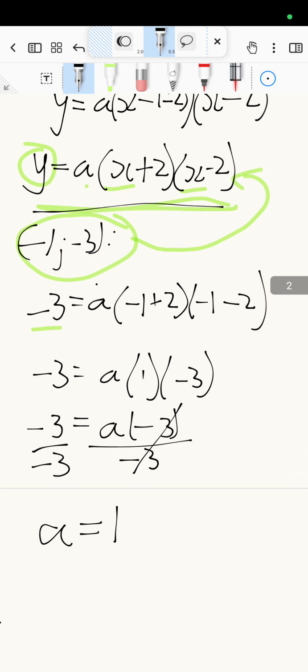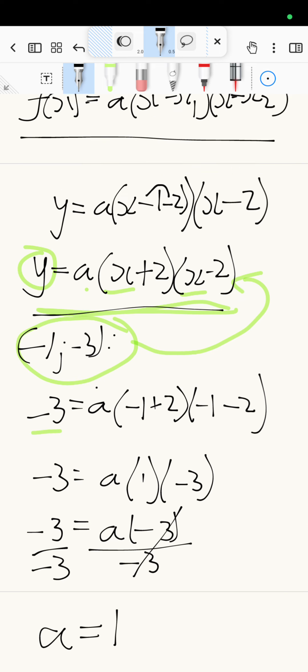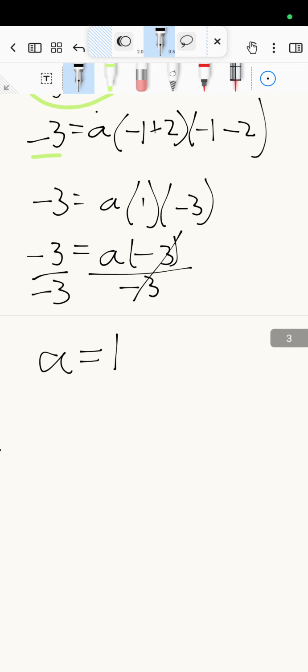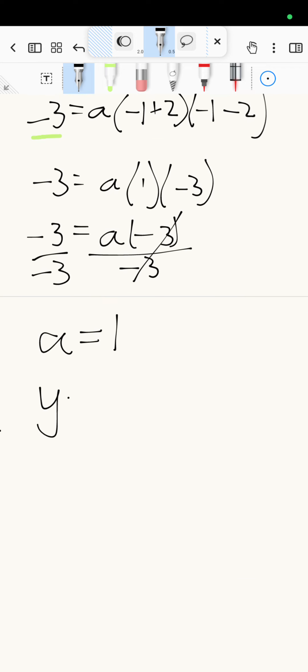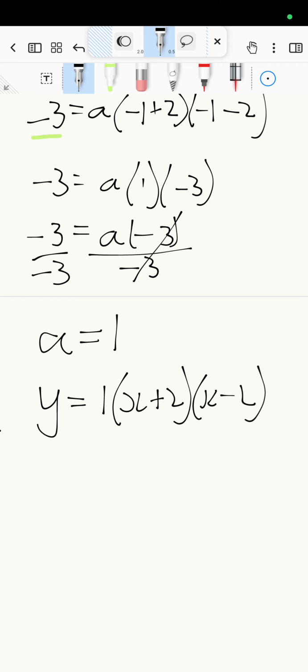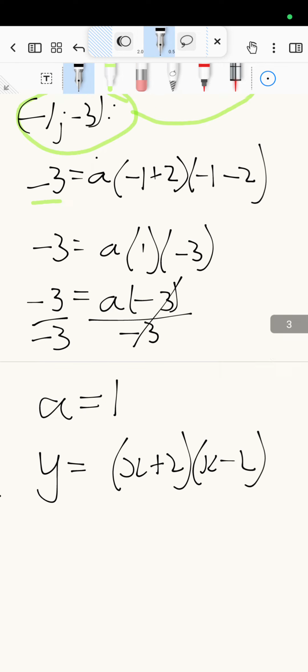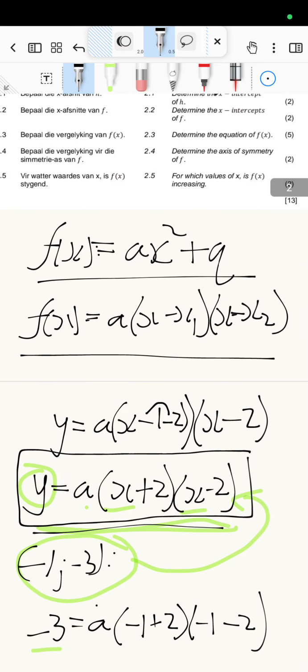So now I'm going to go back to this equation and substitute my a value. So it's going to be y is equal to a, which is 1, open bracket, x plus 2, and x minus 2. Obviously, if this is multiplying with 1, you don't have to write the 1. So let's get rid of that. Okay, so here, let's just multiply it out because we want our equation in this form.